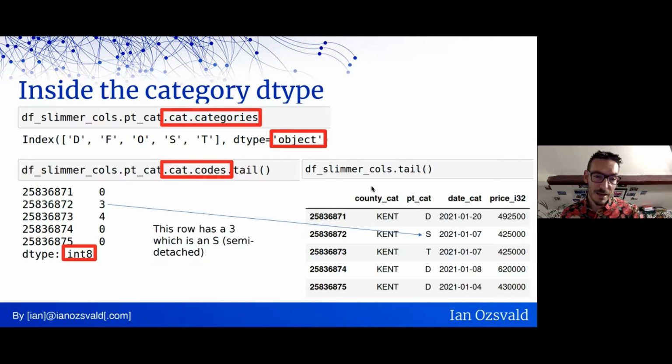So here I'm looking at the tail of ptcat.cat.codes, and then I can see that there's 0, 3, 4, 0, 0, and you can see those mapping on the bottom right hand corner of the df_slimmercols.tail. So we didn't have to change anything in our categorical columns and how we manipulate it. We just do a tail and we get the original strings back there. Those categoricals are hidden behind the scenes. So they're free and they're easy. They save us RAM and they make some of our operations go faster. They're pretty cool. You should give them a go.